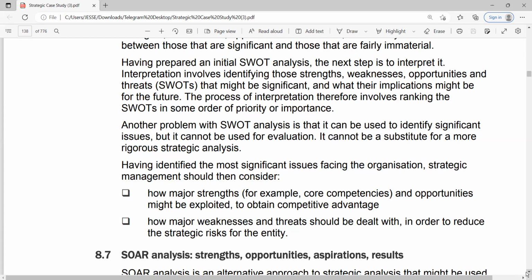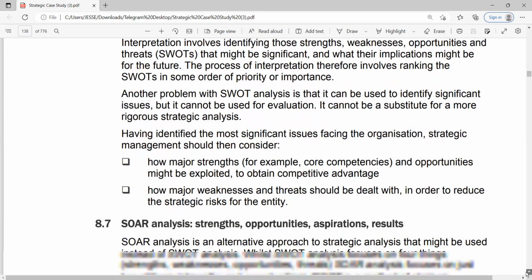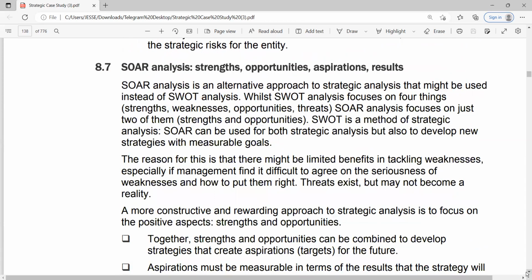So you see, very, very important. So when you're talking about interpreting, you are going beyond just writing points on SWOT. You are trying to figure out which points are more significant than the other, and what are the implications of these SWOTs for the future, right? And how can we even harness these strengths and opportunities to gain competitive advantage? And how can we deal with these weaknesses and threats to reduce the risks? Very, very important. Now let's move on to what we call the SOAR analysis.